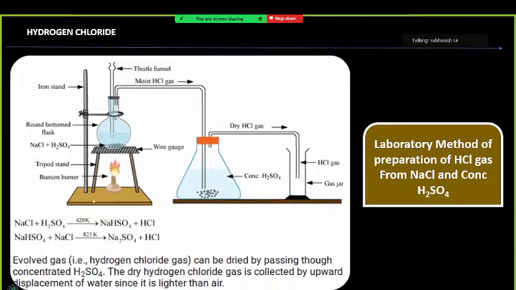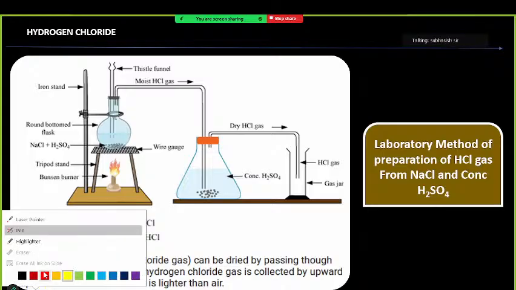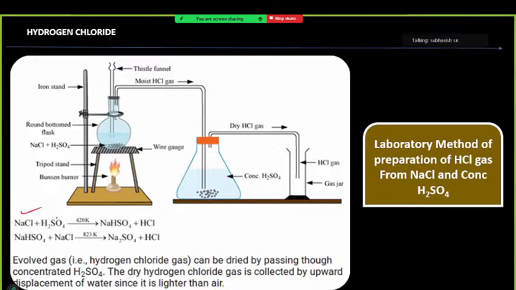Here you see that sodium chloride reacts with H2SO4, and if you maintain a temperature around 200 degrees Celsius, you get sodium bisulfate and HCl. But if you maintain a temperature above 200 degrees Celsius, then the products will be sodium sulfate and HCl. Here moist HCl gas is passed through concentrated sulfuric acid, which is water absorbing. That's why you get the dry hydrogen chloride gas.